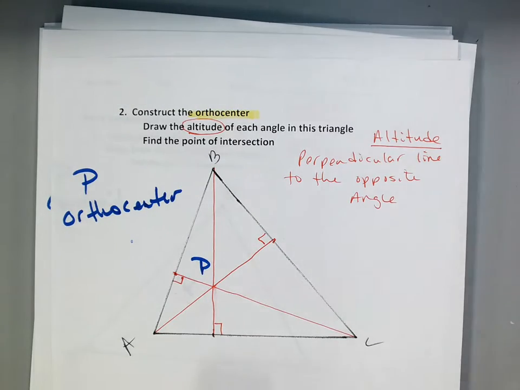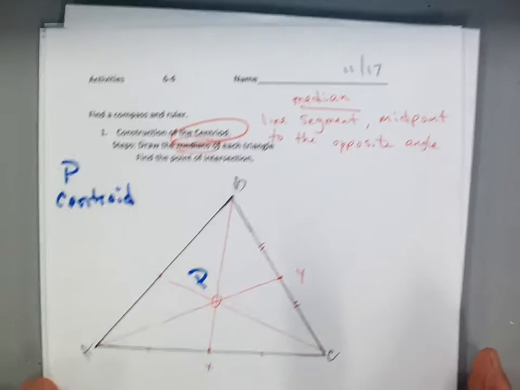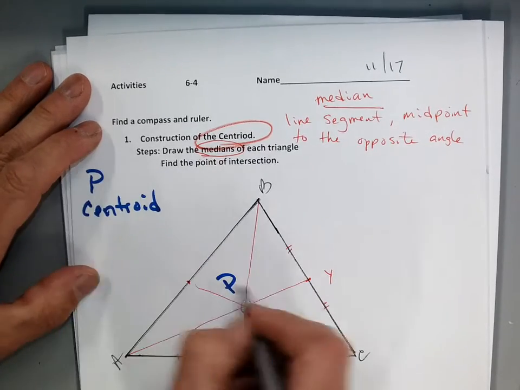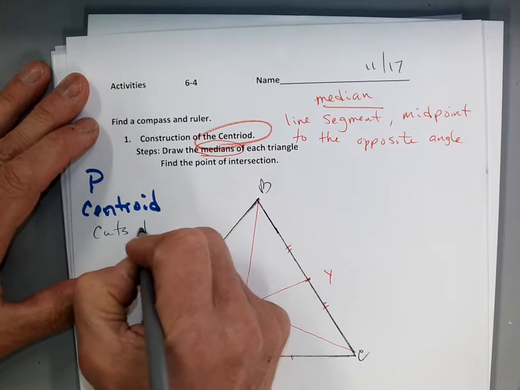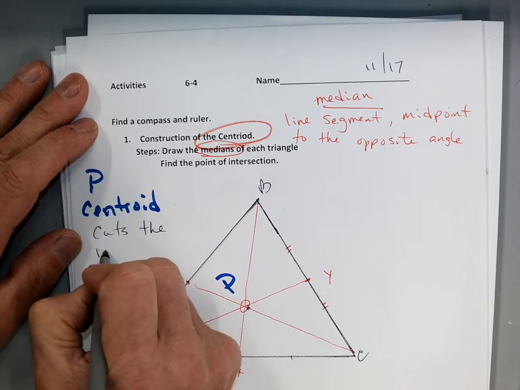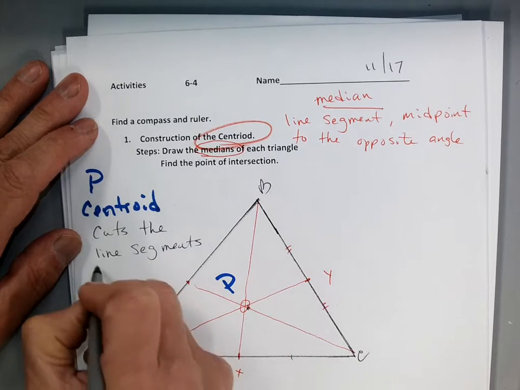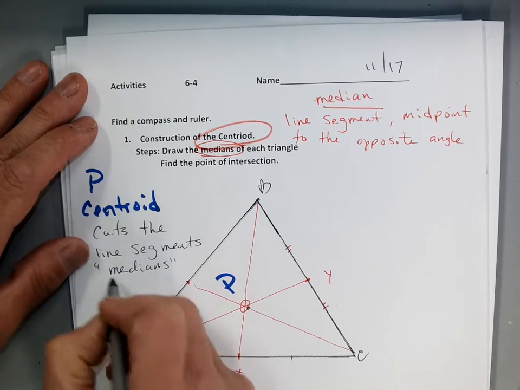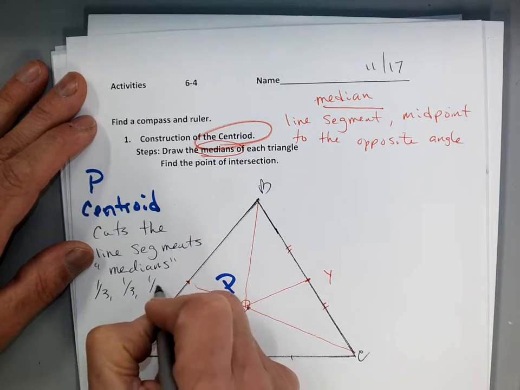But I do want to go back to the centroid. The centroid is like the middle of a triangle. It's like the balance point. But what it does, it breaks things into thirds, okay? So this point cuts the line segments, or my medians, into thirds. 1/3, 1/3, 1/3.